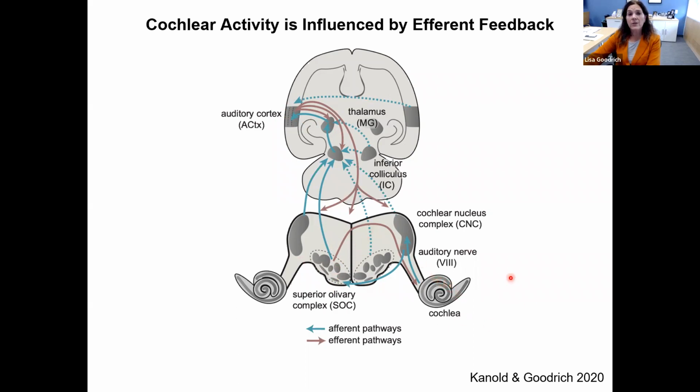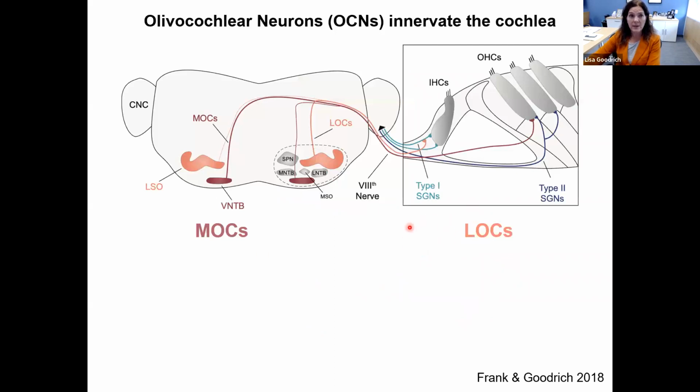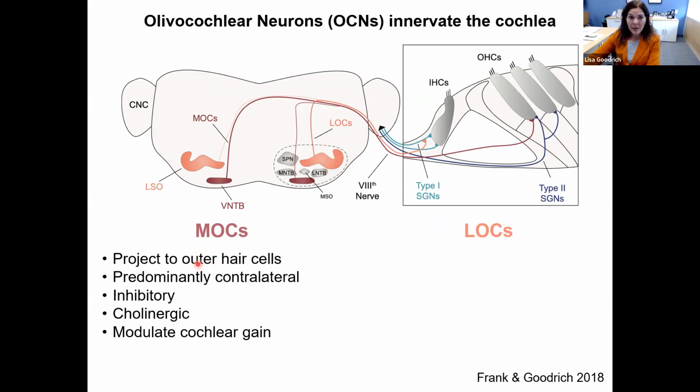So if we now zoom in here and look at these efferent systems, there are 2 basic systems of olivocochlear neurons. The MOCs, the medial olivocochlear efferents, which sit in VNTB, and the LOCs, the lateral olivocochlear efferents, which sit in LSO, intermingled among the principal neurons there. So the MOCs predominantly project to the outer hair cells. Okay, they are mostly contralateral, but not entirely. They tend to be inhibitory. They are cholinergic, and there's a lot of evidence that they can modulate cochlear gain, for example, by inhibiting the activity of the outer hair cells.